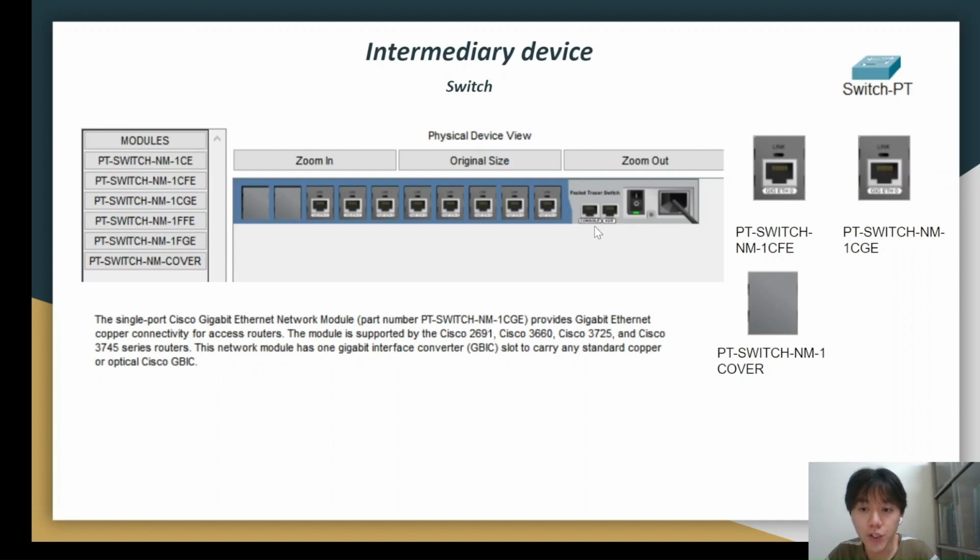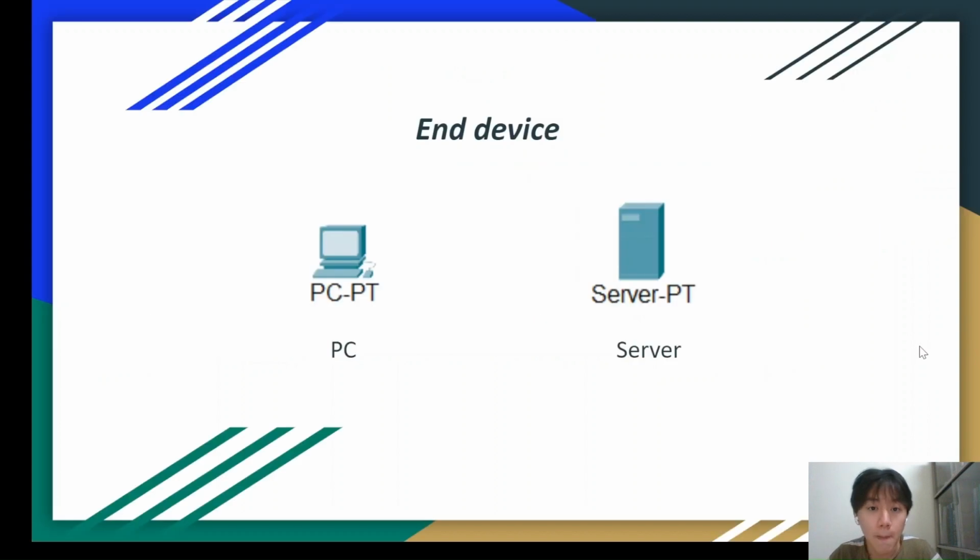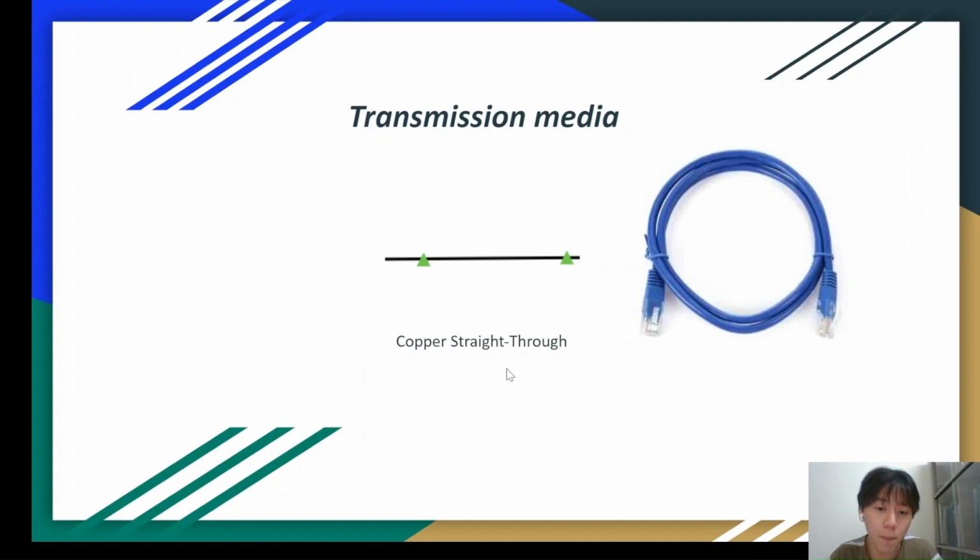First, we use the PT-Switch-NM-1CFE, which provides Fast Ethernet connectivity for our end devices, such as the PCs. The PT-Switch-NM-1CGE is used for the Gigabit connectivity from the switch to the router. We also use the PT-Switch-NM-Cover to protect the internal components. For end devices, we use PCs and servers, while for the transmission media we use copper straight-through cable for all connectivity, which provides stability and reliability for the LAN network.